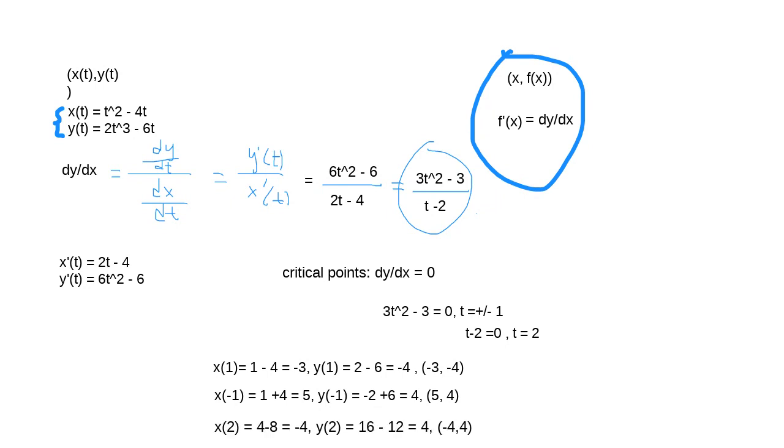Okay, so we get 3 critical points. Does anyone have any questions? Okay, let's go back to the book.